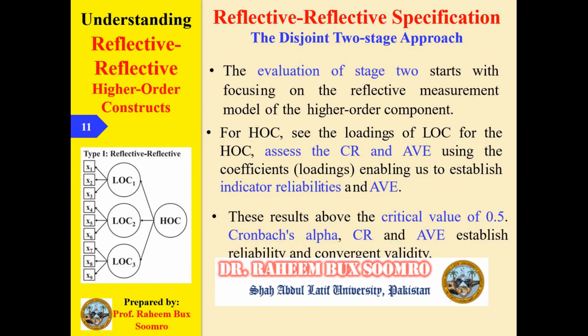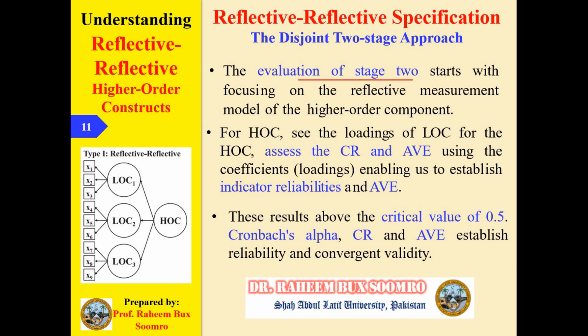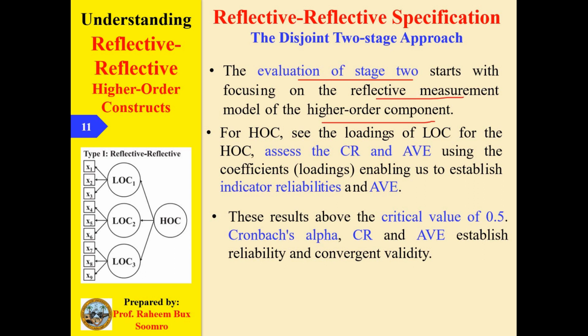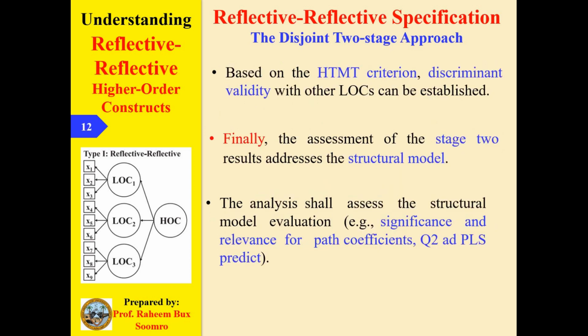So in the disjoint approach, the evaluation has two stages. Stage 2 starts by focusing on the reflective measurement model of the higher-order component. Then we assess the CR and the AVE, the loadings of all indicators, and the AVE. We check the critical value of 0.05 along with Cronbach's alpha, composite reliability and the AVE of all the reflectively measured constructs. Then, based on the HTMT criterion, we check the HTMT and discriminant validity.